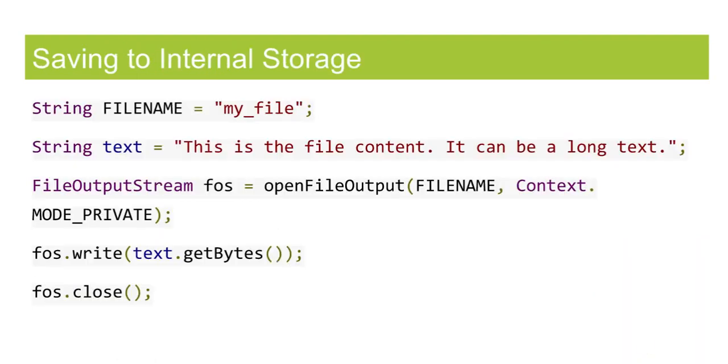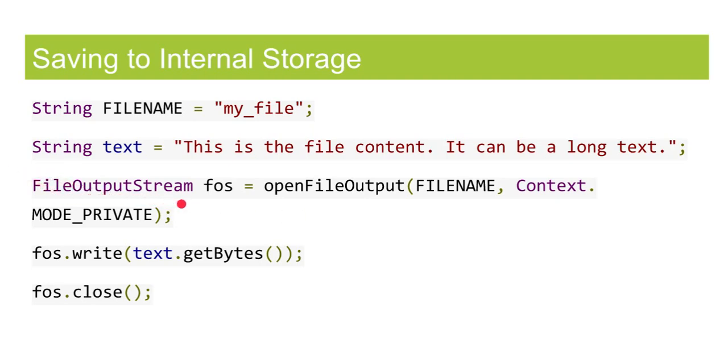Saving to internal storage. So again, very simple 3 or 4 lines of code for storing data. This is a file name. You can use any file name. This is the text you want to store in myfile.txt. So this is the code you will be using to store data.